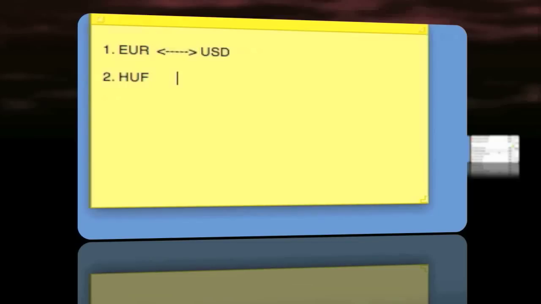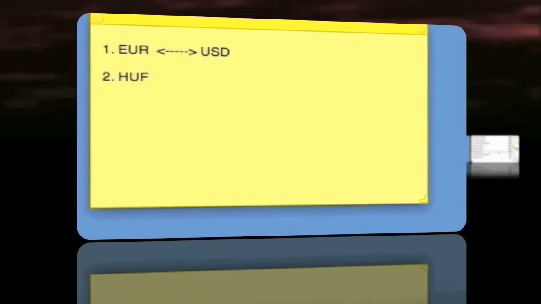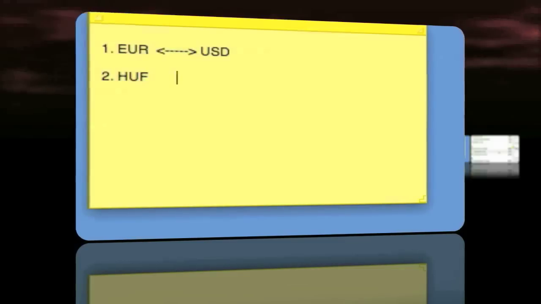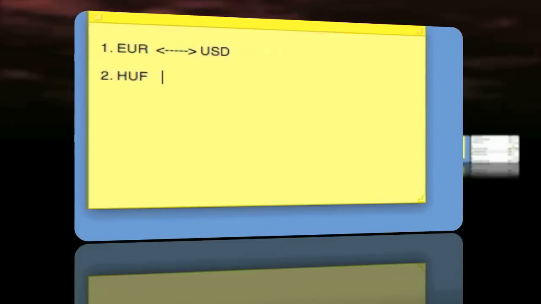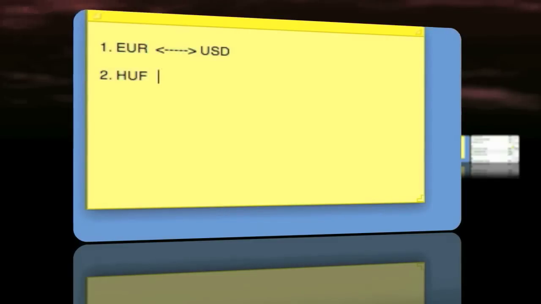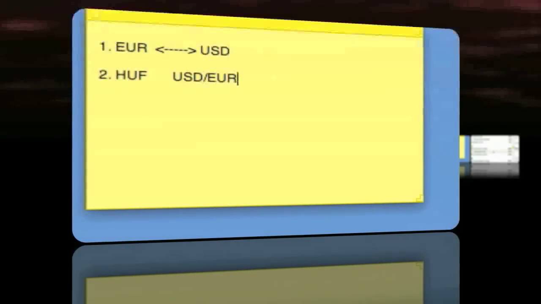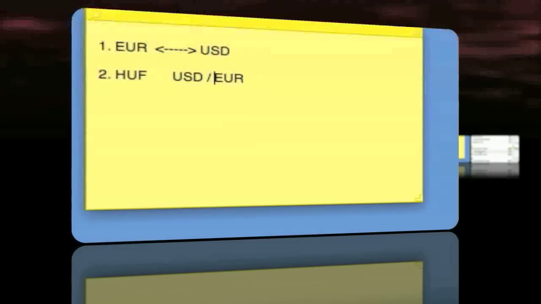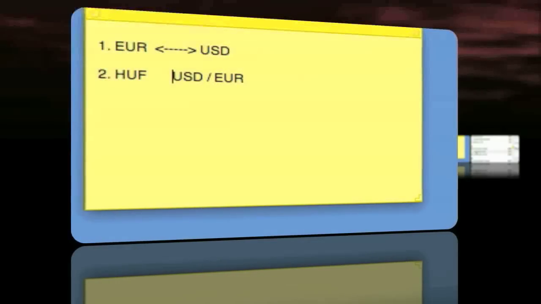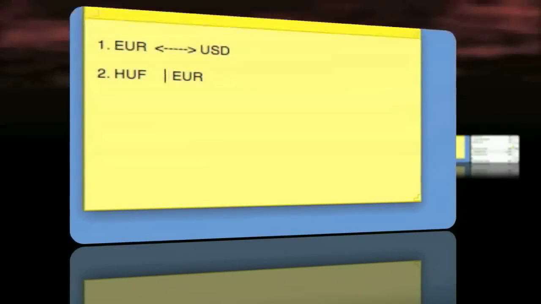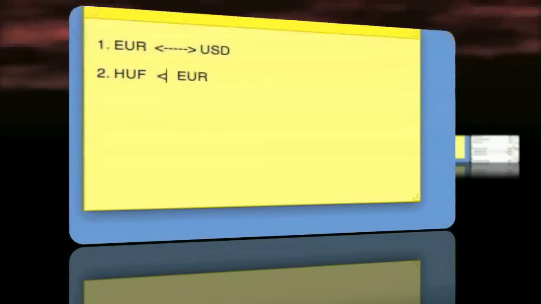I need to choose a currency as a pair for the Hungarian forint. Which one? The euro or the dollar is usually the best choice. I will choose the euro because Hungary is situated within the European Union, so the euro is closer and probably easier to trade.